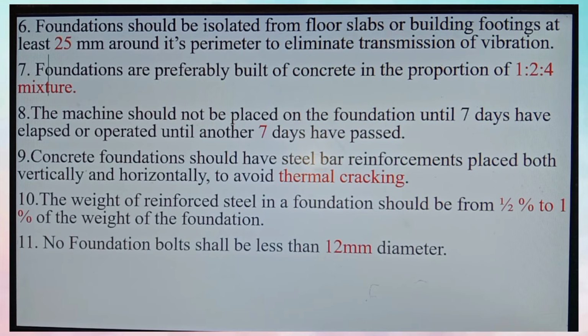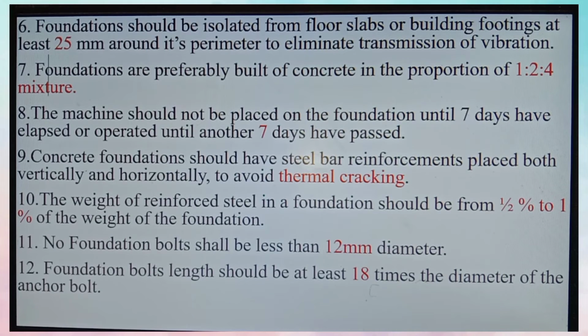Okay. So the last one is, foundation bolt length should be at least 18 times the diameter of the anchor bolts. So the embedded length of the anchor bolt should be at least 18 times the diameter of the anchor bolt. Example, if your anchor bolt size is 1 inch, you have to multiply 18 times 1 inch. So 18 times 1 inch is 18 inches. So that is the length of the embedded anchor bolts in the concrete foundations.